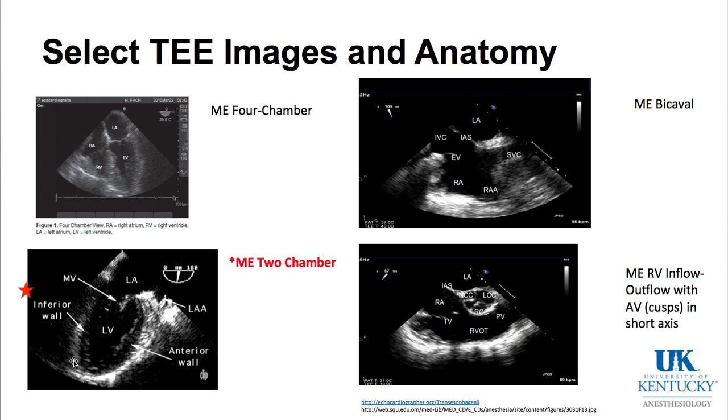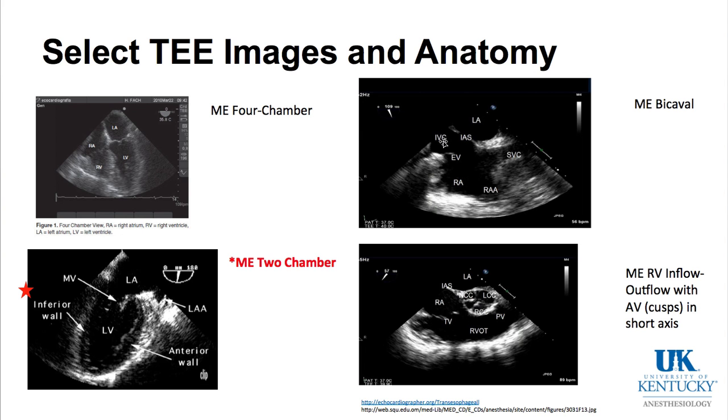At the top is the mid-esophageal four-chamber view showing the left atrium, the right ventricle, and the left ventricle, mitral valve, and the tricuspid valve. At the top right shows the mid-esophageal bicaval view with the left atrium again closest to the probe, interatrial septum separating the left atrium from the right atrium. But in this view, bicaval, you're seeing the superior vena cava as well as the inferior vena cava.